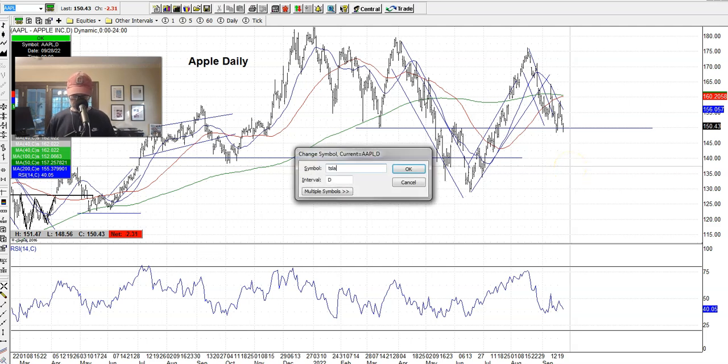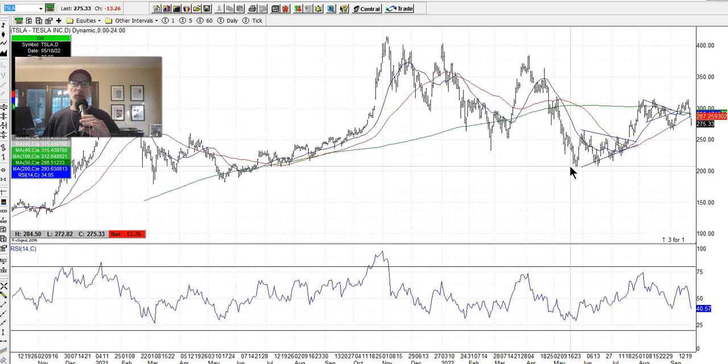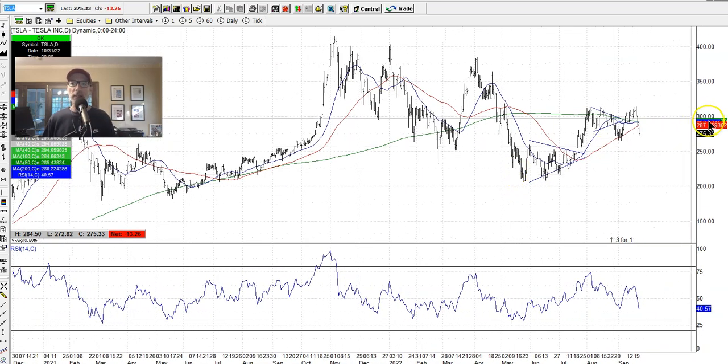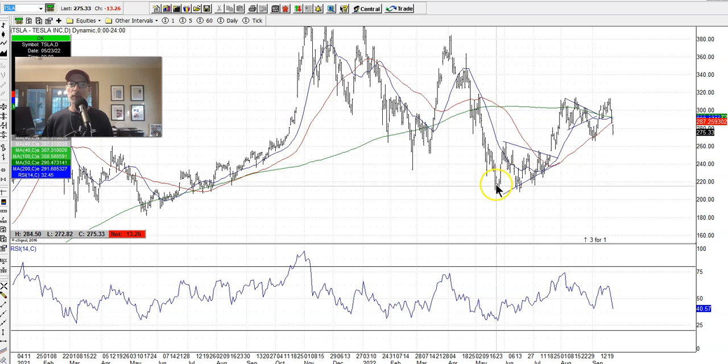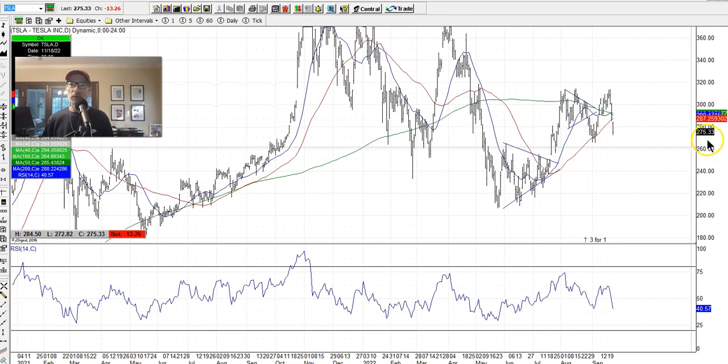Tesla. We look at Tesla. We've been talking about Tesla being that $300 level was really the magnet for a while. And you can see here, this is the 50-day moving average right here. And it was holding on it. This was Thursday, and then it just fell through it on Friday with the rest of the market.